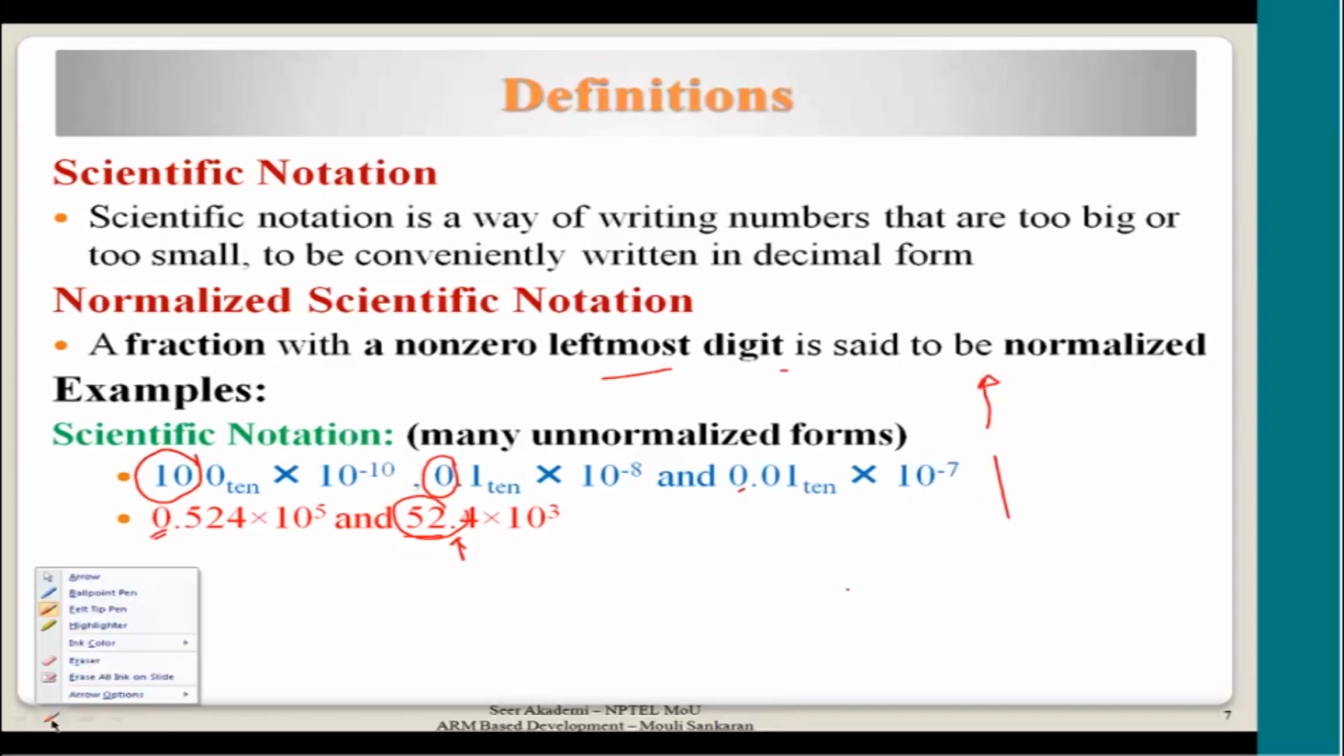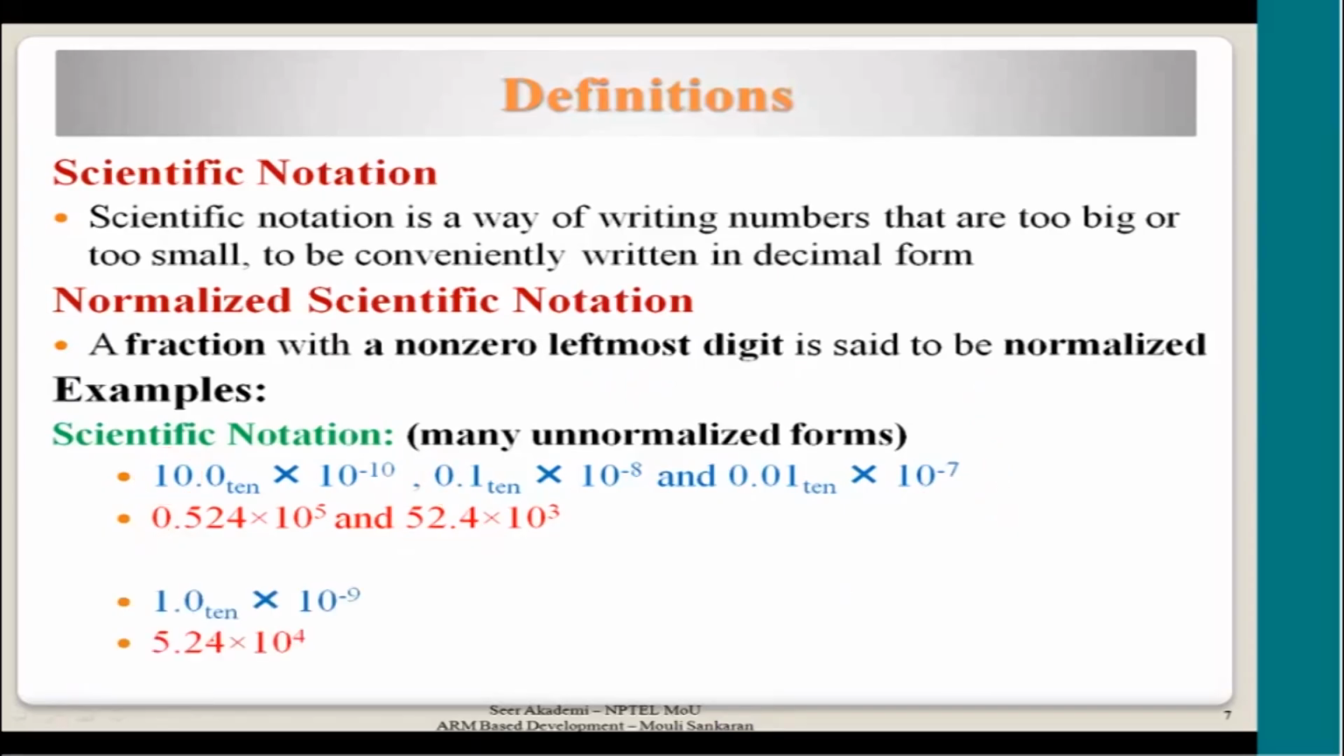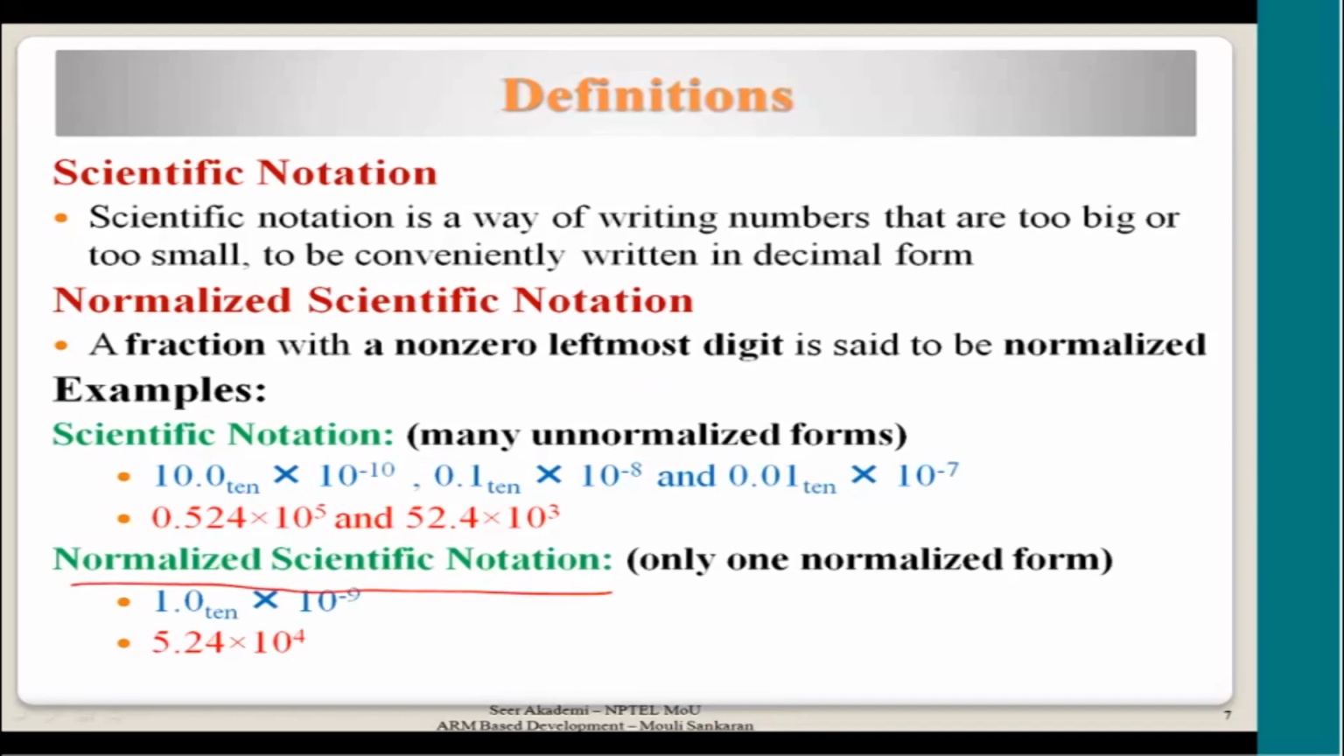Okay, let me show you what the normalized scientific notation is. See here, there is only one digit after the decimal point as the leftmost, and it is a non-zero value. Is this scientific notation? Yes, it is a 5, which is only one non-zero digit after the decimal point. So effectively, these two are normalized scientific notation.